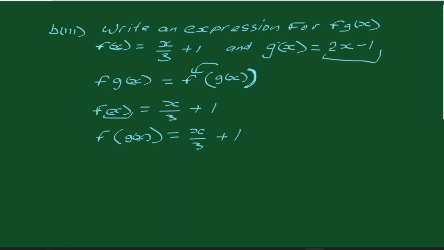It wouldn't make sense to have g of x here. We cannot input this and work out anything. So we have to put what g of x is equal to. g of x is the same as 2x minus 1. So we're going to replace g of x with 2x minus 1, because they are both the same.